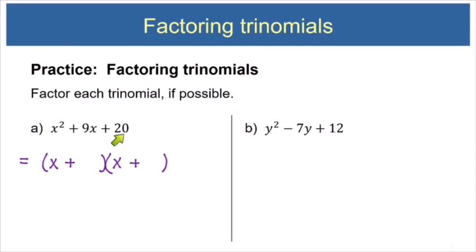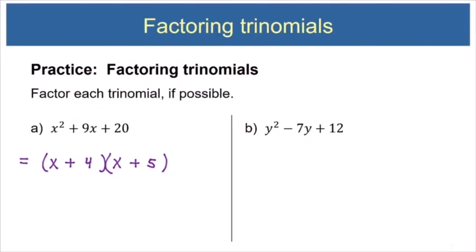Now, what are the factors of 20? Well, the choices would be 1 times 20, or 2 times 10, or 4 times 5. And I need to choose a pair of numbers that when I put them here, outer plus inner is going to add up to 9x. So, of course, 4 and 5 will work. And now you can see that outer times outer is going to be 5x, inner times inner is going to be 4x, 5x plus 4x is 9x, so this factoring is complete.